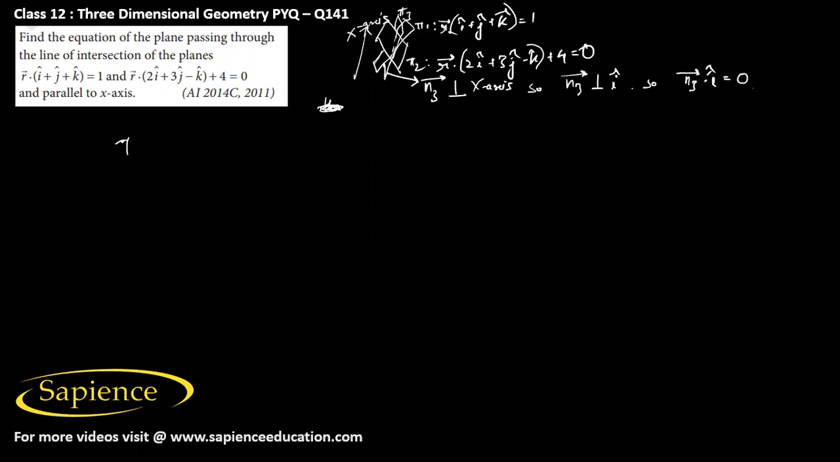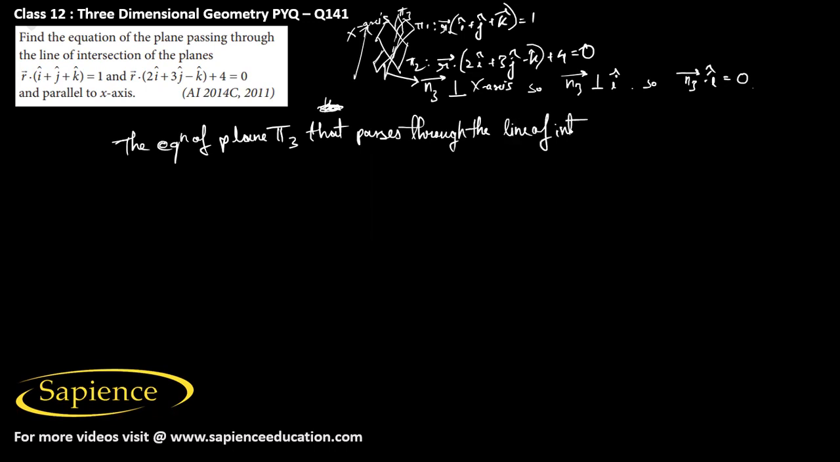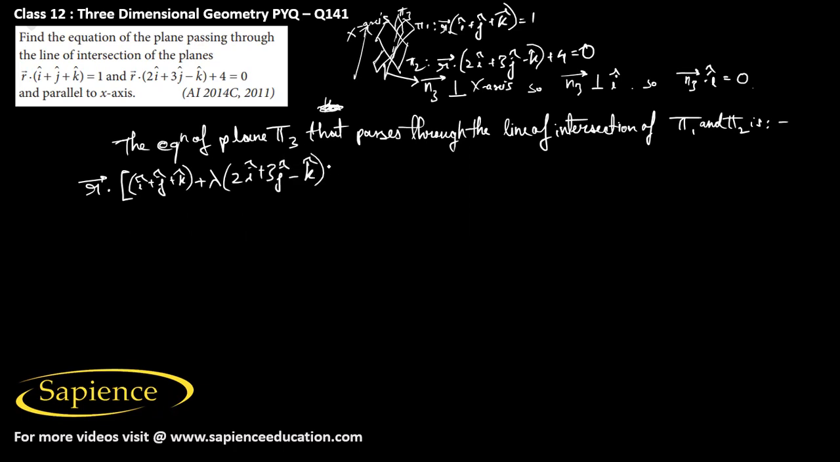So now therefore the equation of the plane pi3 that passes through the line of intersection of the planes pi1 and pi2 is given as r vector dot (i cap plus j cap plus k cap) plus lambda into (2i cap plus 3j cap minus k cap), that would be equal to 1 minus 4 lambda.